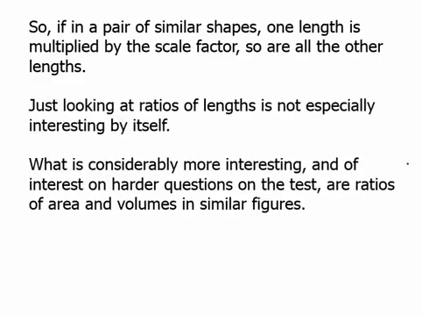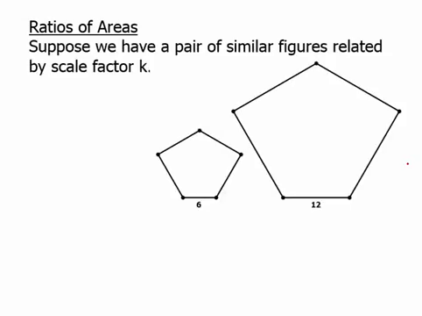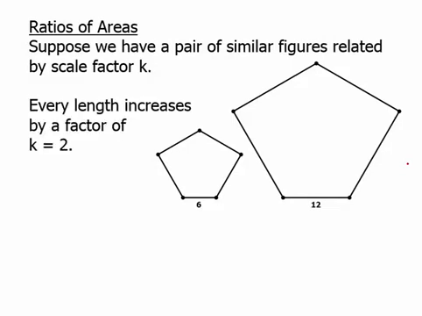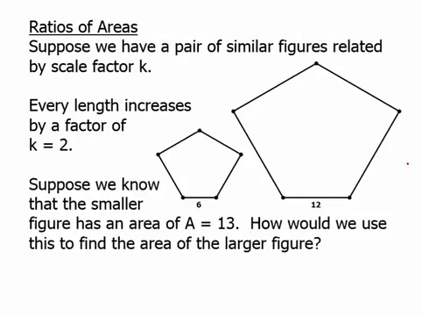Just looking at ratios of lengths is not especially interesting by itself. What is considerably more interesting, and of interest on the harder problems on the test, are ratios of areas and volumes in similar figures. So let's talk about ratios of areas. Suppose we have a pair of similar figures related by a scale factor. Here, clearly the scale factor is 2. Every length increases by a factor of 2. Suppose we know that the smaller figure has an area of 13. How would we use this to find the area of the larger figure?